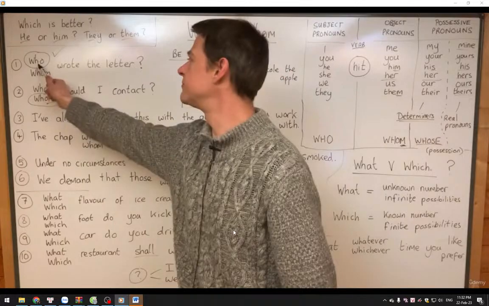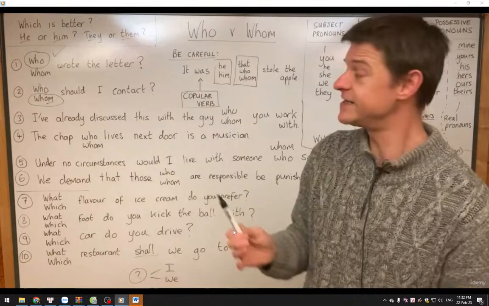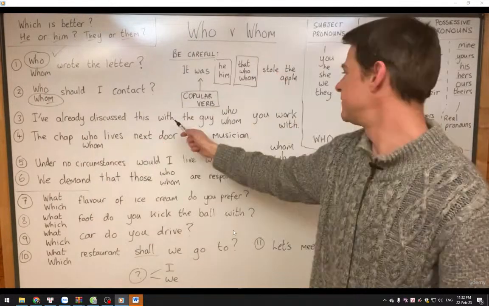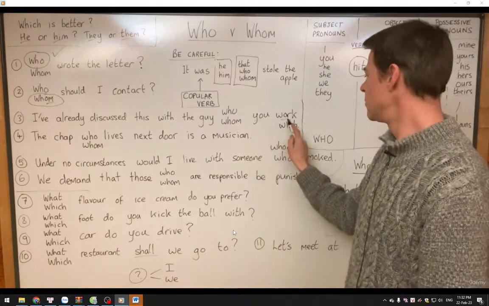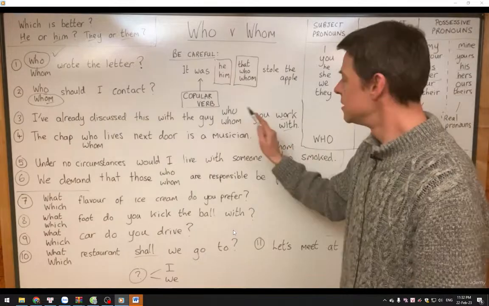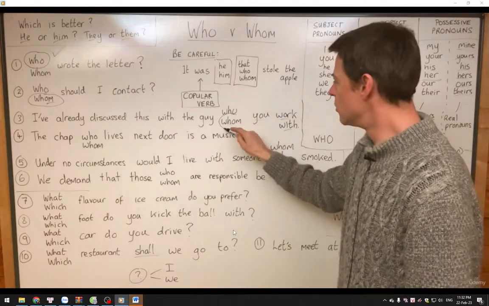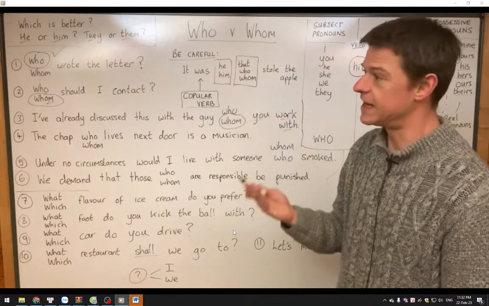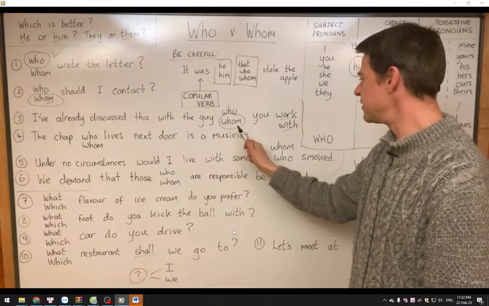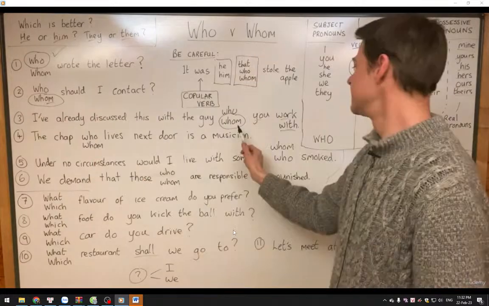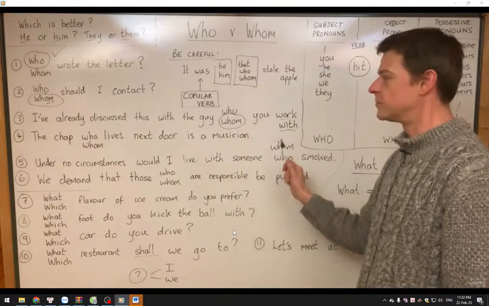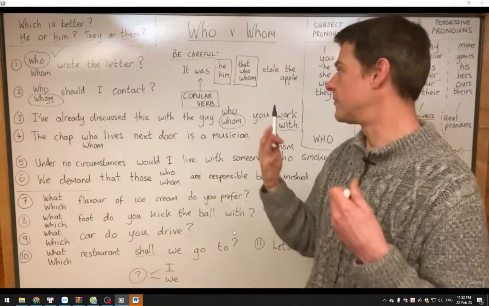This is the subject of the verb wrote. So they are different. I've already discussed this with the guy who or whom you work with. Well, you work with him, you work with them, not you work with he or you work with they. And so this is an object pronoun. It's the object of the preposition with. Yeah, this one was the object of the verb contact. This is the object of the preposition with. We'll do that in a lot of detail in the next course.